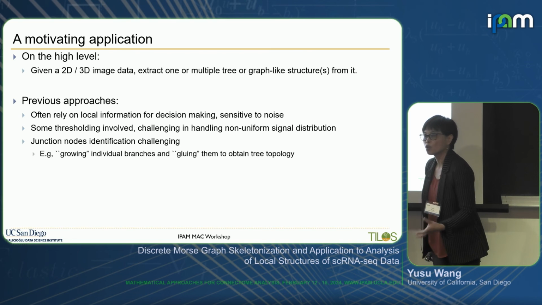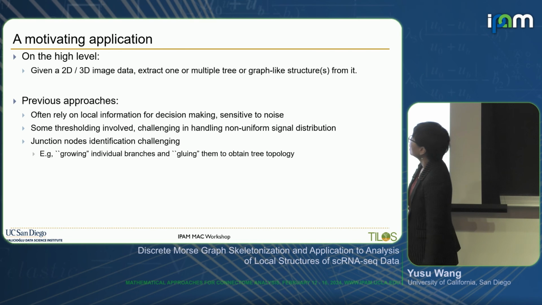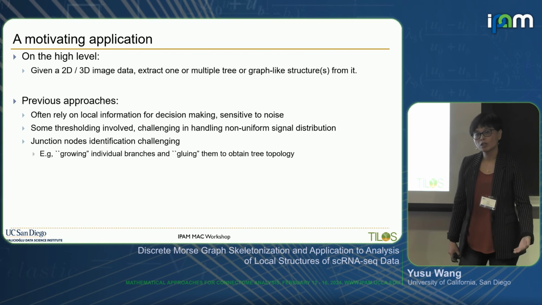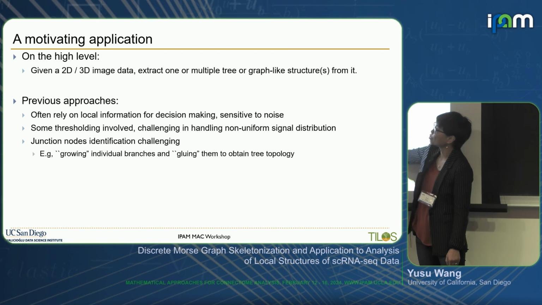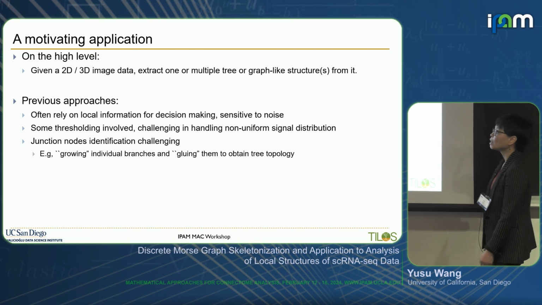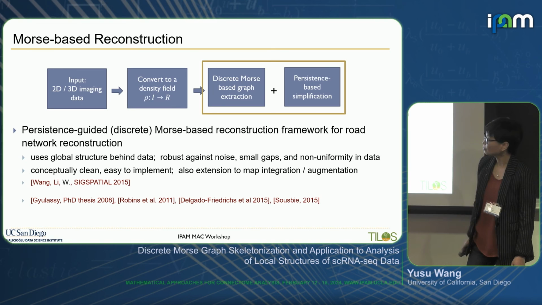Usually some sort of thresholding is involved to basically tell the signal from the noise. And this makes it very challenging when we have this non-uniform signal distribution. And in particular, identifying the junction nodes very reliably is not a very easy task.